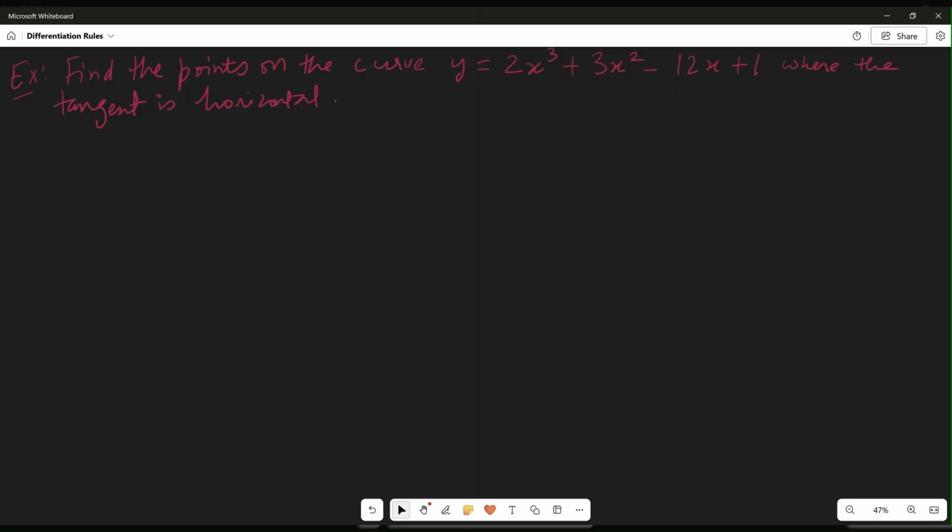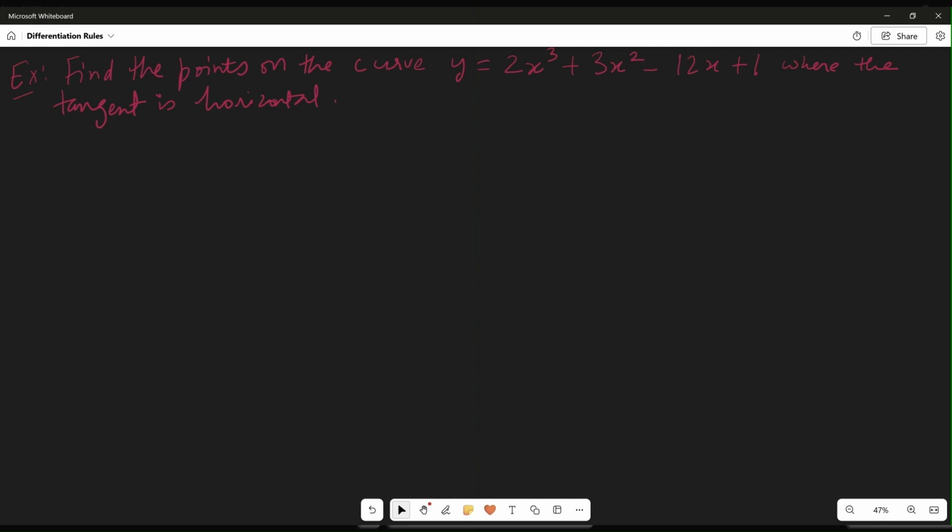Alrighty, let's look at this problem. Find the points on the curve y equals this function where the tangent is horizontal. Make sure you watch this video until the end because I'm going to mention the common mistake where we get this problem wrong, even though it looks like the easiest one. So please pay attention, and without further ado, let's get this solved real quick.